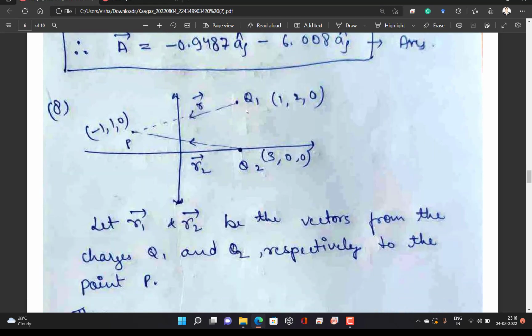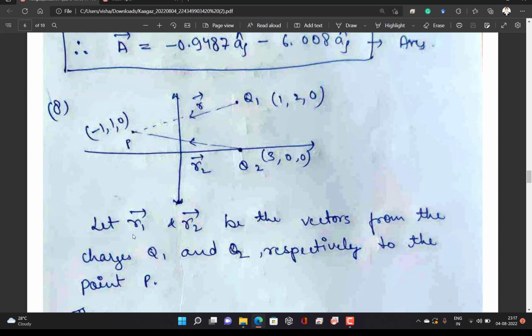So yes, 2-point charges Q1 and Q2 are given. Q1 has coordinates (1, 2, 0). Q2 has coordinates (2, 0, 0). Sorry, here it's a 2. And point P is (minus 1, 1, 0).